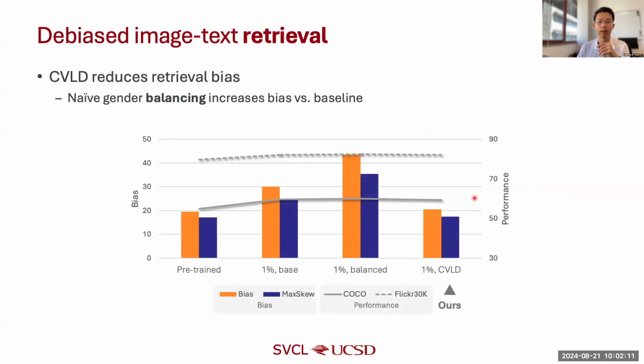So one interesting finding we made here is that simply balancing the occurrence of each gender in the adaptation dataset not only doesn't help reduce the retrieval bias, but it actually augments it, leading to a more biased model than naive pre-training. In comparison, our model trained with counterfactual debiasing can maintain the downstream performance while at the same time reducing the bias according to bias and max skew metrics in the literature.